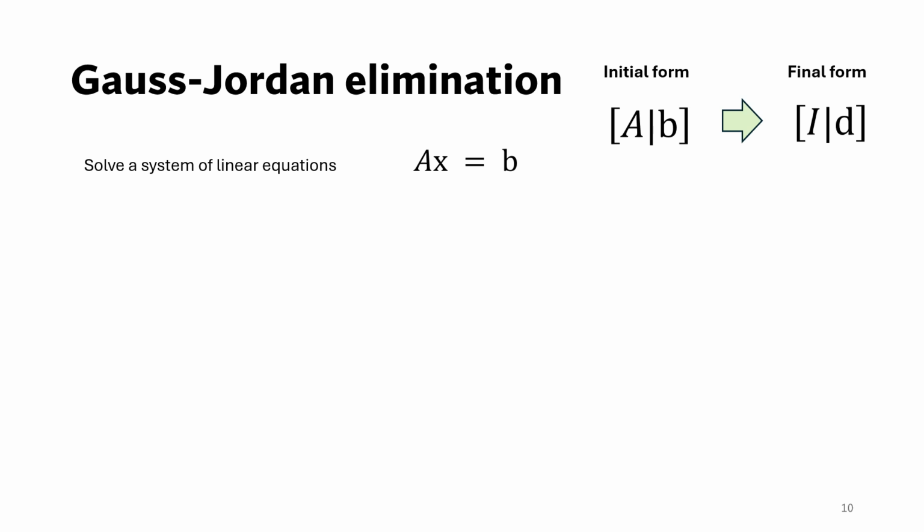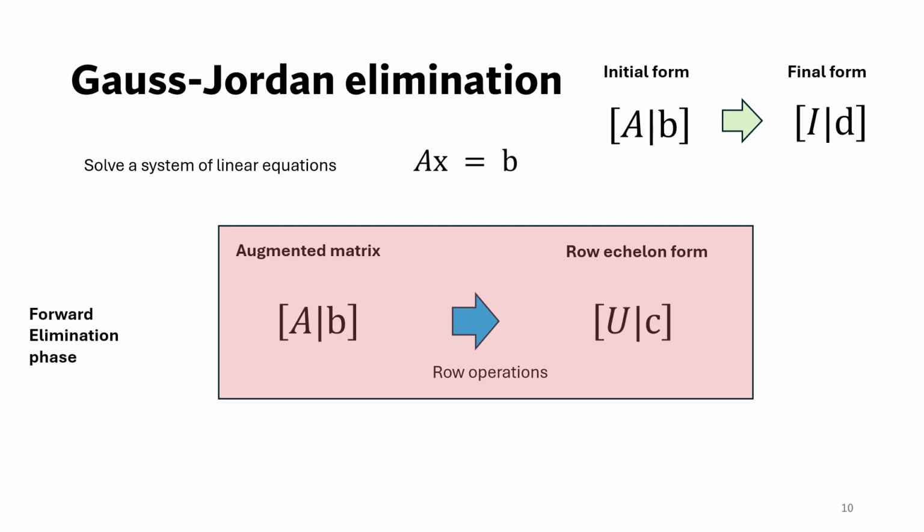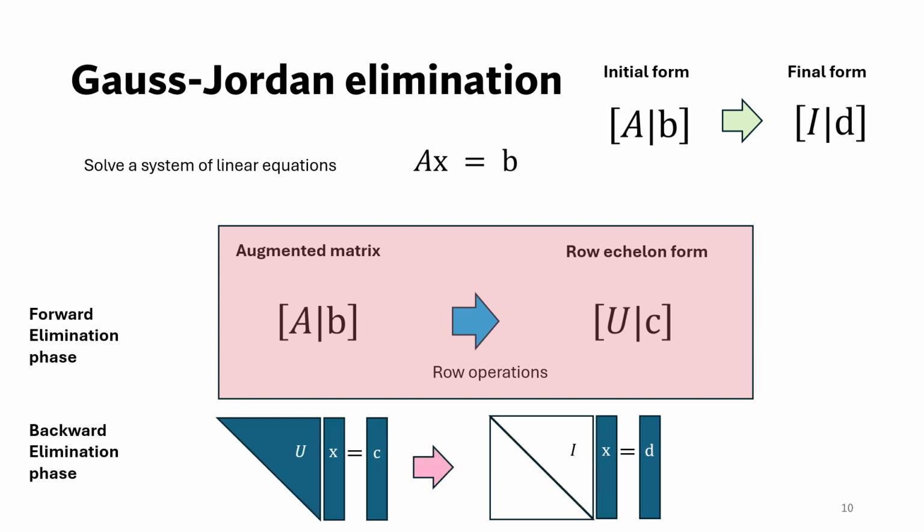We still have the same forward elimination step as in the Gauss elimination method, where we transform the augmented matrix to its row echelon form. However, instead of backward substitution, we now have a backward elimination phase, in which we use row operations to transform the row echelon form to a reduced row echelon form ID. In this case, the elements of D vector represent the solution vector.